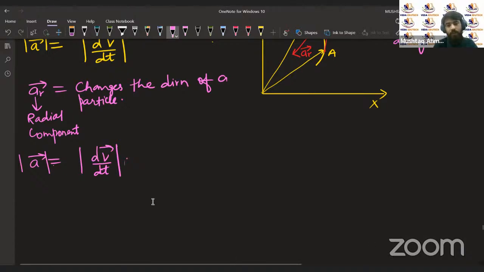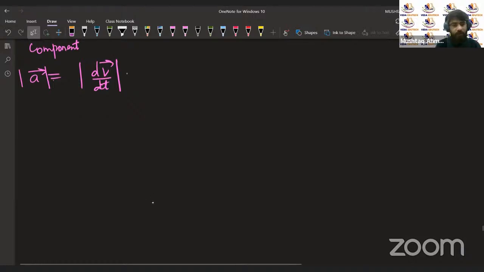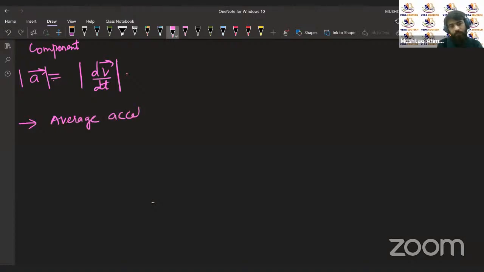Now let's try to understand what actually the average acceleration is. Average acceleration is defined as the change in velocity vector upon the time interval delta t. What does this represent? The change in velocity.